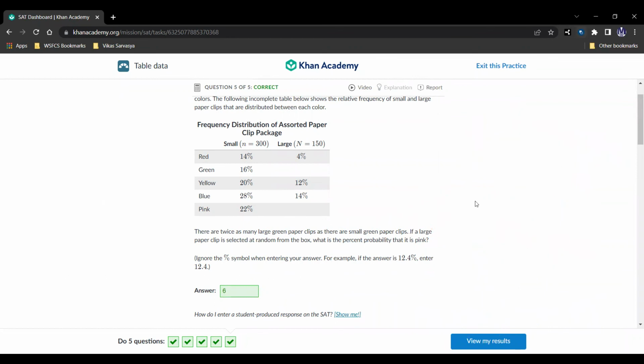And we are done with this topic of table data. Essentially, they are giving us a table, we're analyzing it, and we're using our already known probability skills to figure out an answer. That's all there is to it, and I'll see you next time.